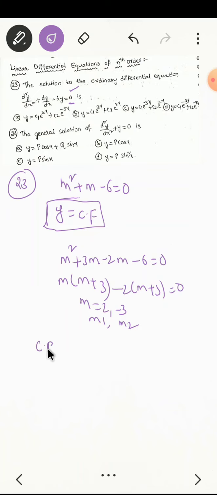So the complementary function can be written as c1 e^(m1x), that is e^(2x), plus c2 e^(m2x), that is e^(-3x). So y equal to the complementary function only. So this is the solution. Which option is correct?